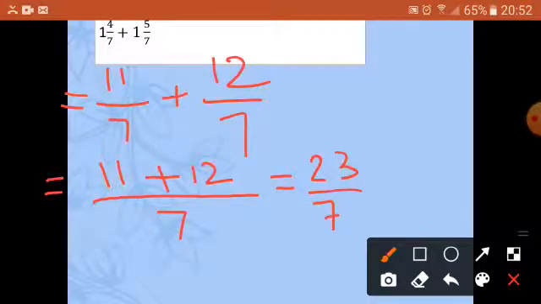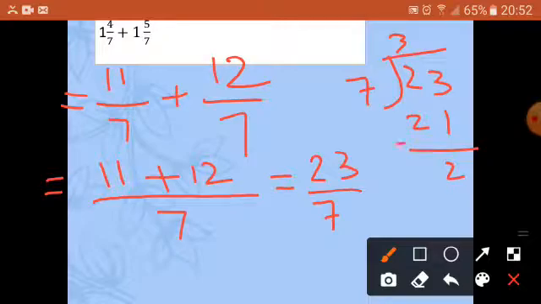So this is not your simplified answer. Whenever you get an improper fraction as a result, you need to divide those numbers and get your answer in mixed number form. So 7 times 3, 21. And what is left? 2. So that means your final answer is going to be 3 and 2/7. That means quotient, remainder and divisor. This is the way to write a mixed number after dividing a numerator by the denominator.